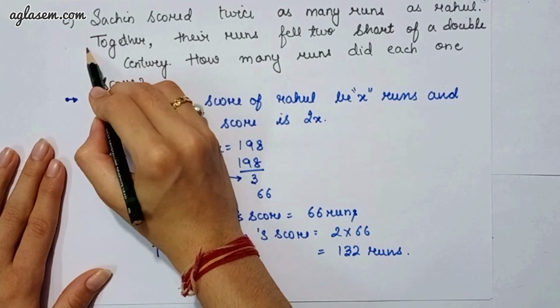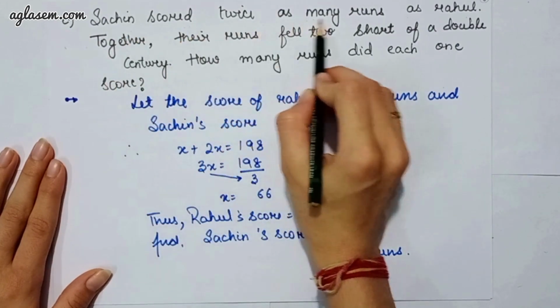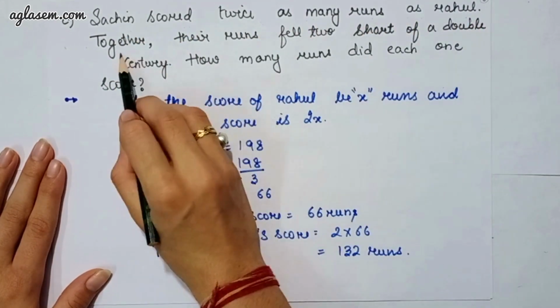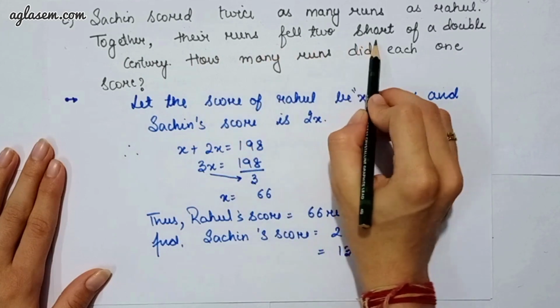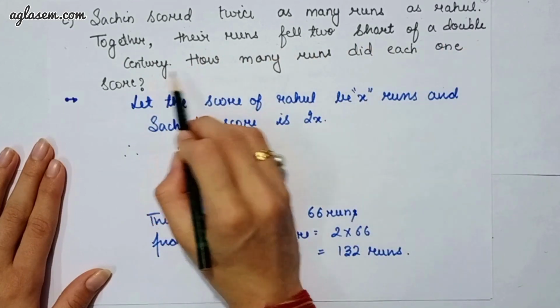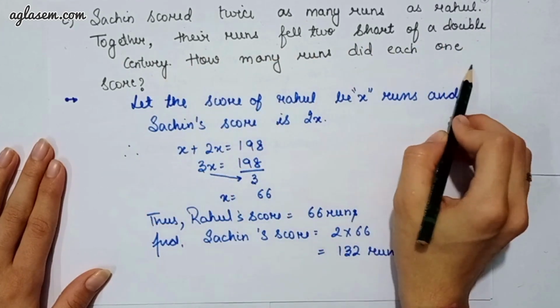C part says Sachin scored twice as many runs as Rahul. Together their runs fell two short of the double century. How many runs did each one score?